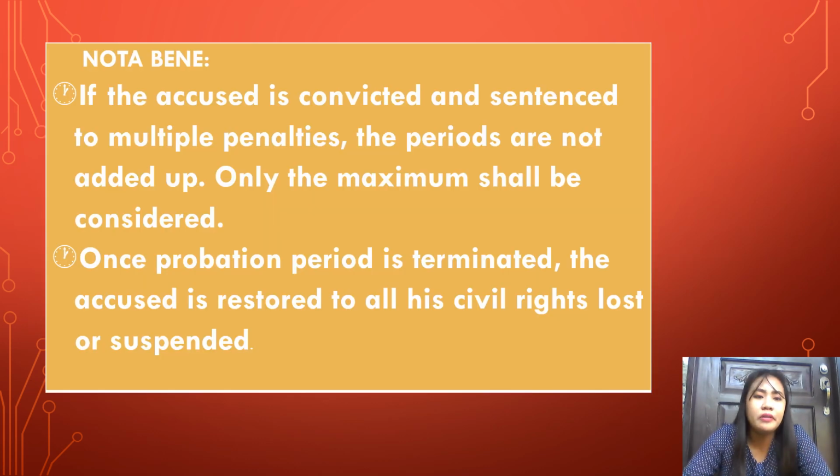So take note, if the accused is convicted and sentenced to multiple penalties, the periods are not added up. Only the maximum shall be considered. So, once the probation period is terminated, the accused is restored to all his civil rights, lost or suspended.